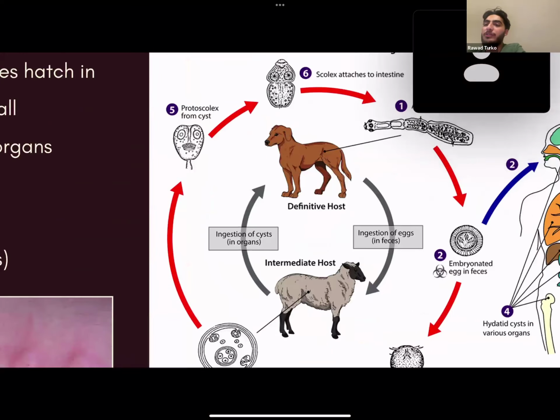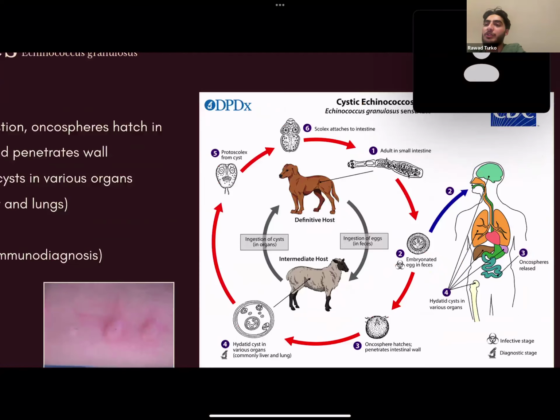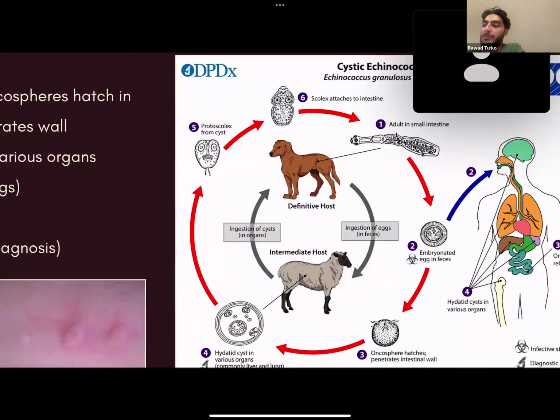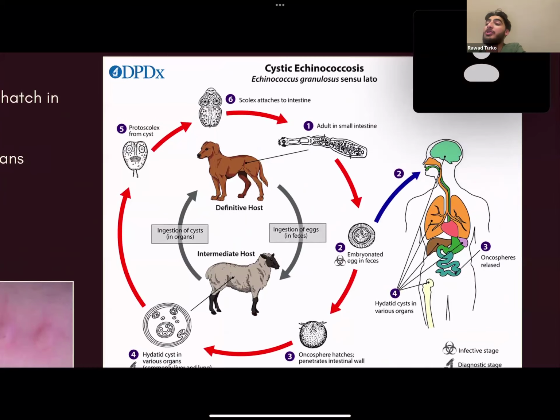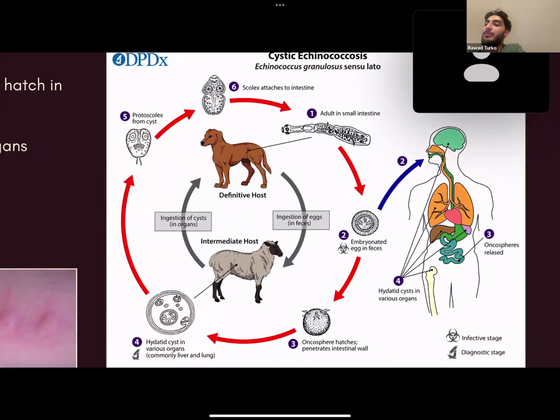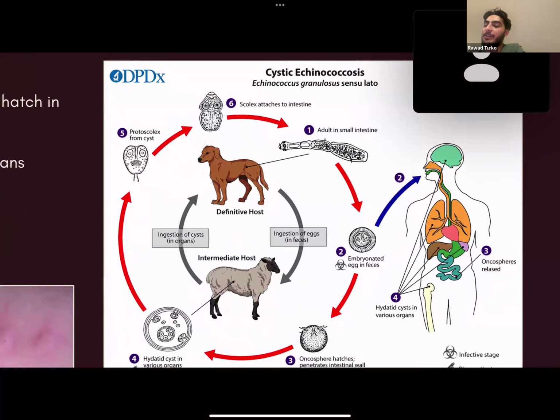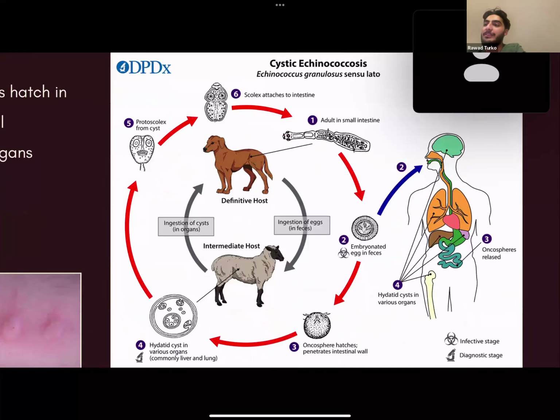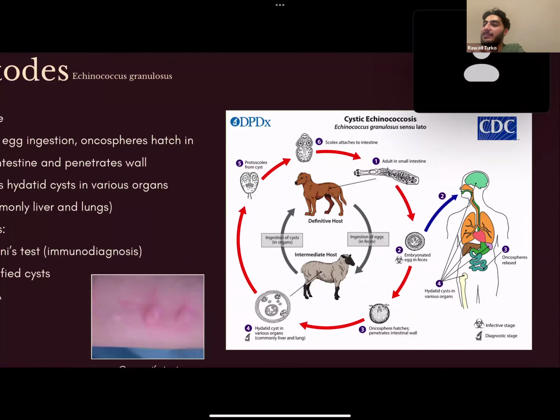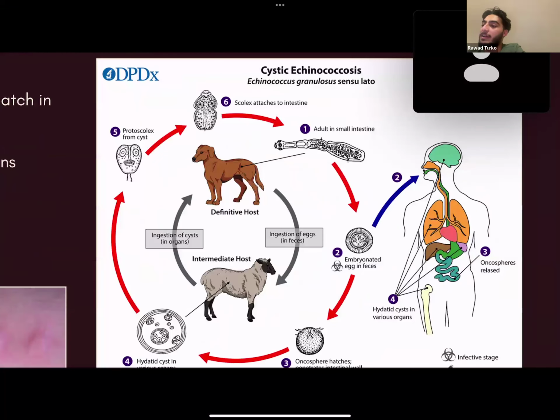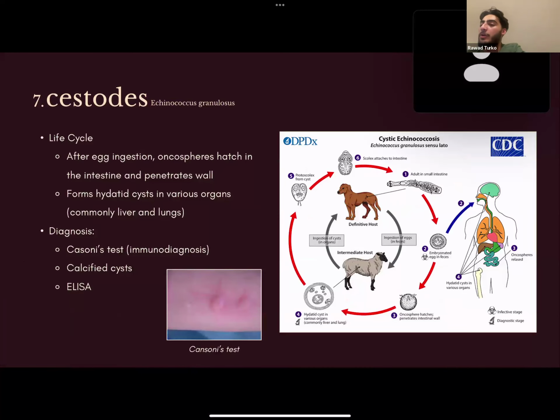Again, this is the definitive host and this is the intermediate host. Okay, I don't want you to focus too much, at least for my passage, on this cycle, the one that goes on between the dog and the sheep. But what you should know is that sometimes the human can accidentally ingest some of the embryonated eggs in the feces, and then that can cause the hydatid cysts. Okay, so once these oncospheres are released in the colon, they can then migrate to different areas in the body. So depending on where they go, they can have different presentations.